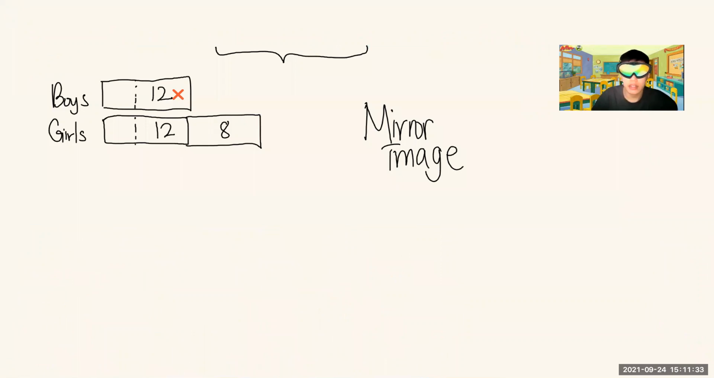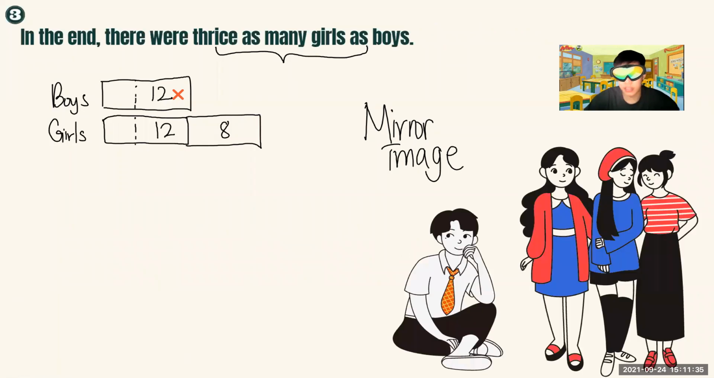In the end, there were thrice as many girls as boys. So it basically means that girls equals 3 units and boys equals 1 unit. Let's do the boys first because it's easier to show 1 unit. So we are going to say that this much is 1 unit. If you're wondering, what about this one? No, because this is already not there. Then if this is 1 unit, do the mirror image. Whatever is 1 unit over here, this must be 1 unit as well.